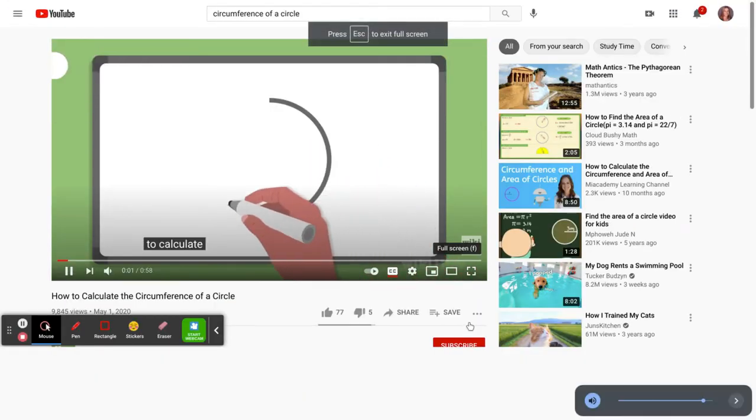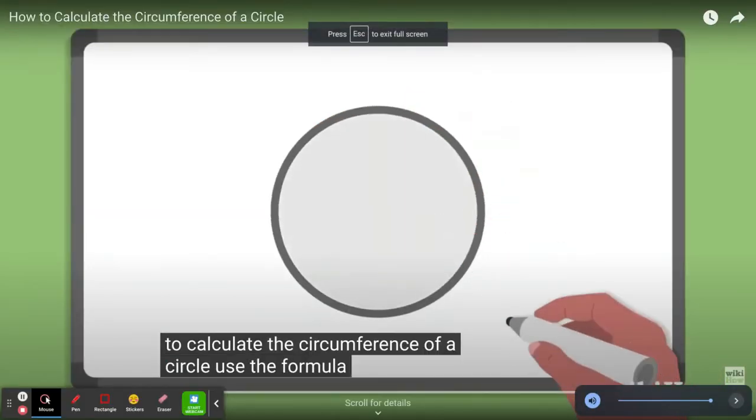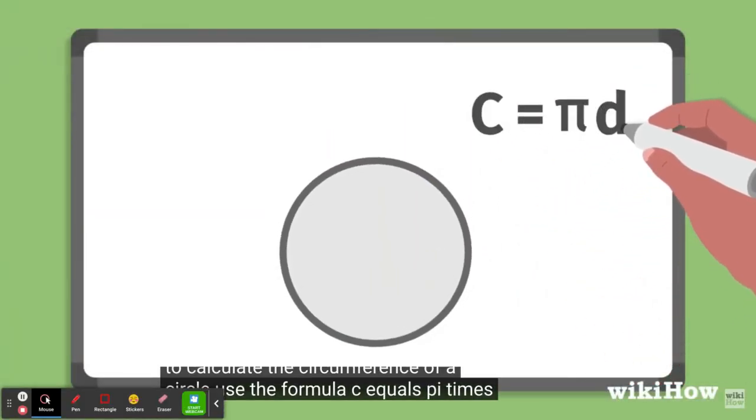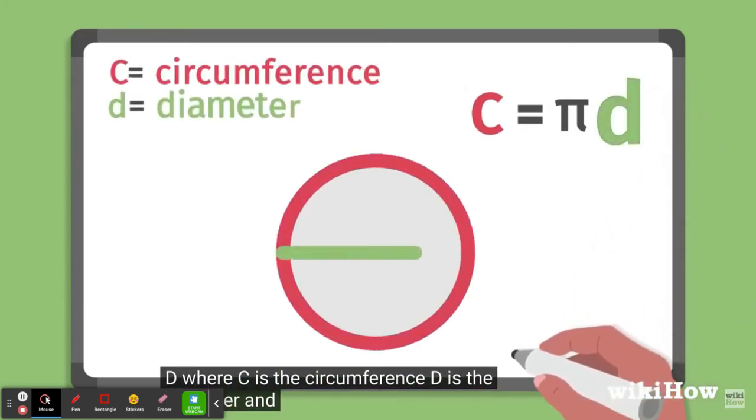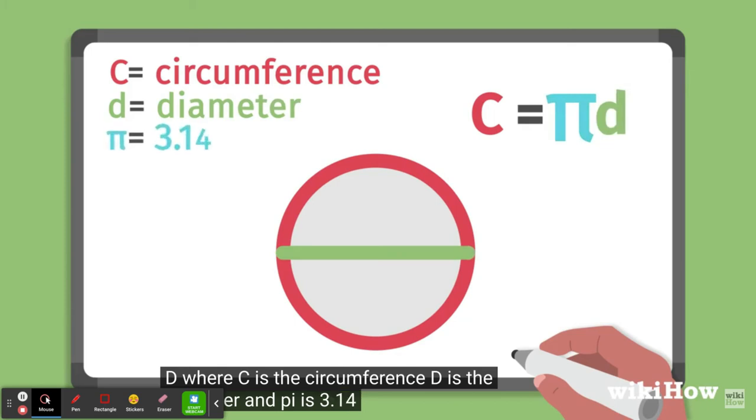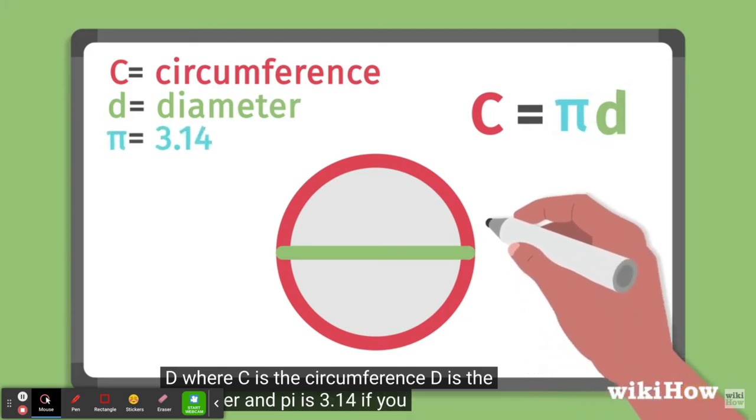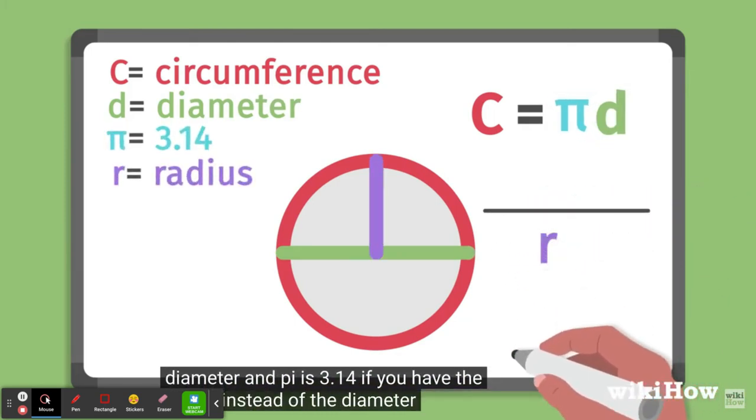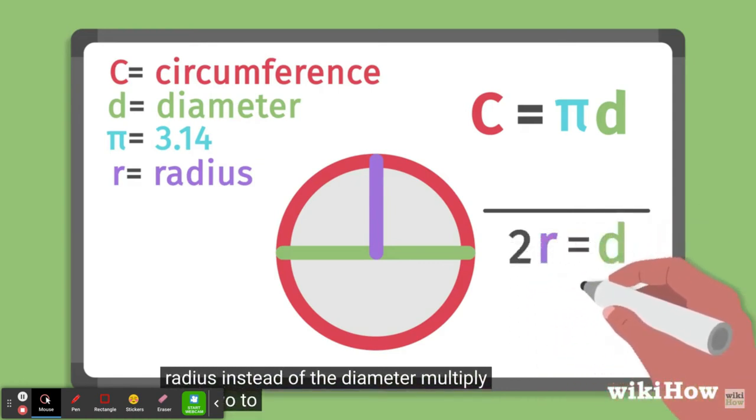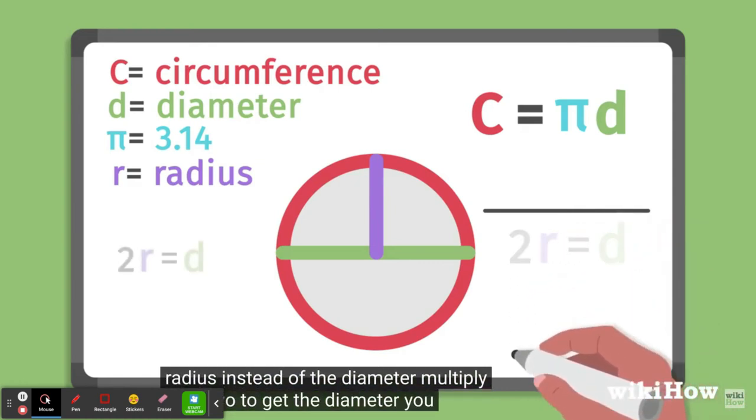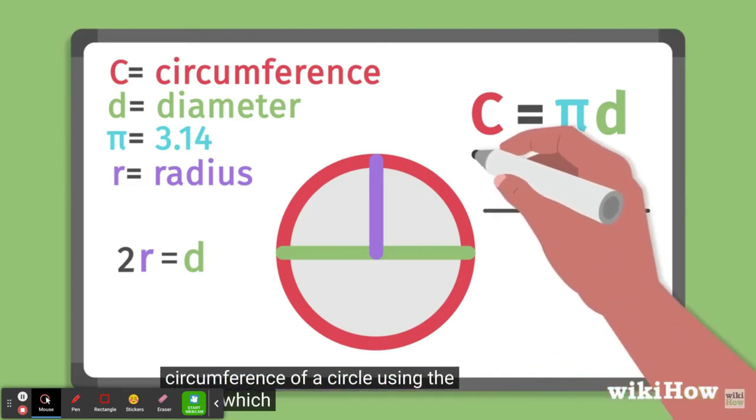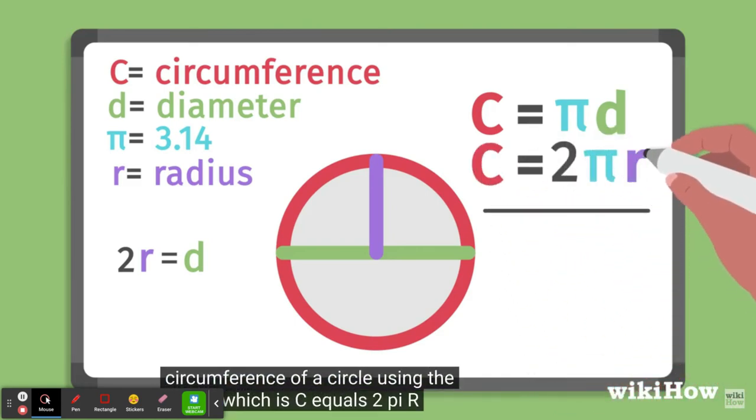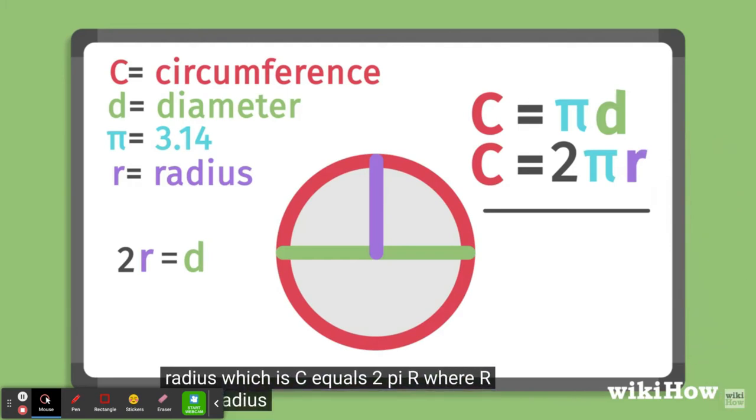To calculate the circumference of a circle, use the formula C equals pi times d, where C is the circumference, d is the diameter, and pi is 3.14. If you have the radius instead of the diameter, multiply it by 2 to get the diameter. You can also use the formula for the circumference of a circle using the radius, which is C equals 2 pi r, where r is the radius.